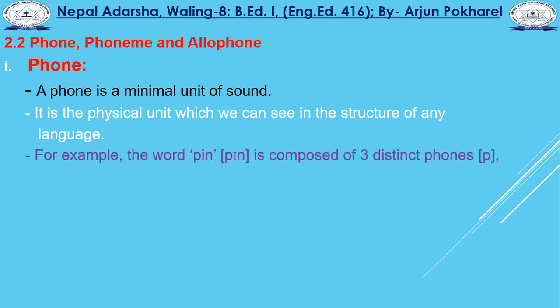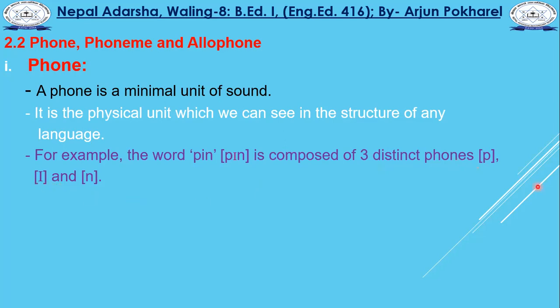For example, now you need to be clear from the example. The word pin, P-I-N, is a word in English. The word pin is composed of three distinct phones. These three distinct phones are p, i, and n.